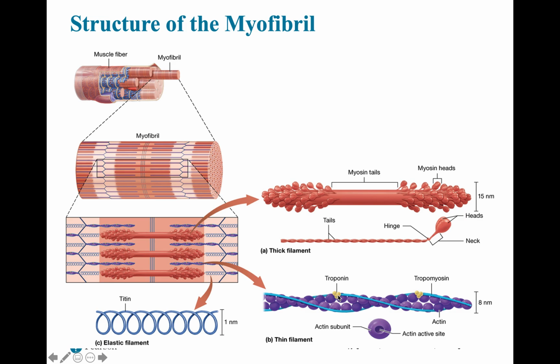Troponin is going to be attached to the tropomyosin. One of the subunits attaches to tropomyosin. Another subunit attaches to actin. And the third subunit is going to bind calcium. All right, I'm getting ahead of myself because the more you hear it, the easier it's going to be. So I'm talking about it now. I'll talk about it more later.